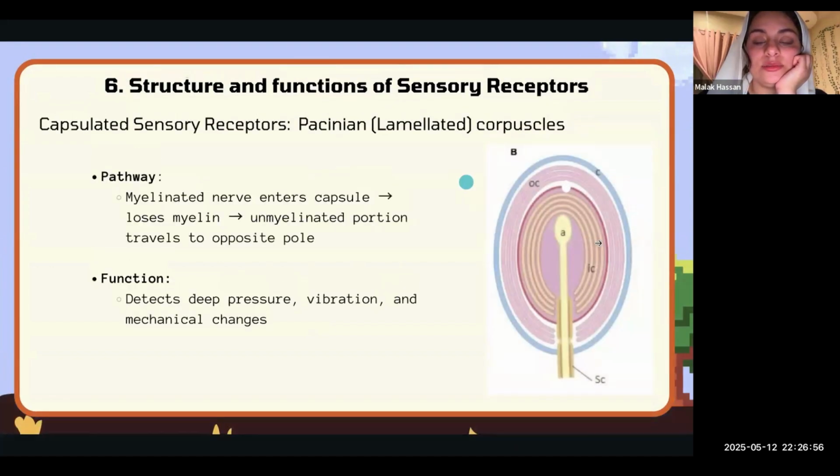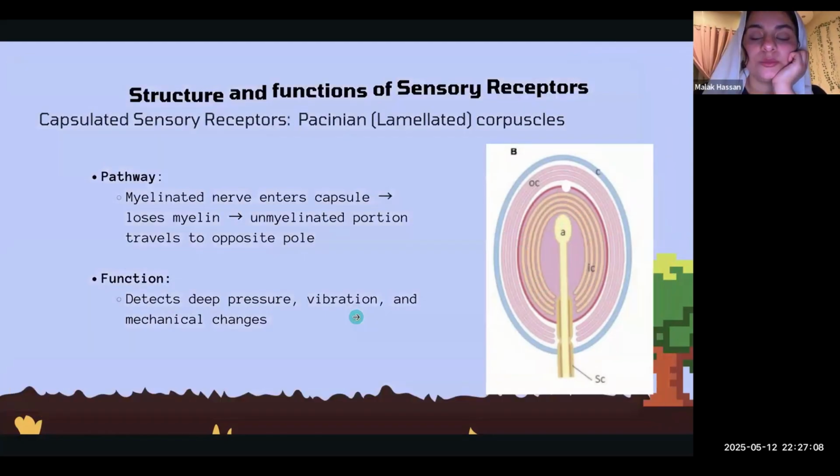And then also for the Pacinian, the pathway is that the myelinated nerve enters the capsule, it loses its myelin, and then the unmyelinated portion travels to the opposite side, and it detects deep pressure, vibration, and mechanical changes.